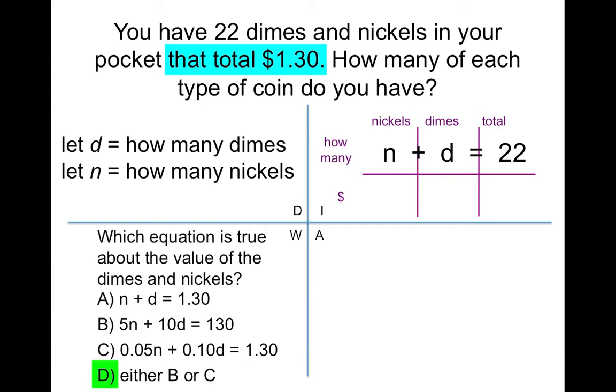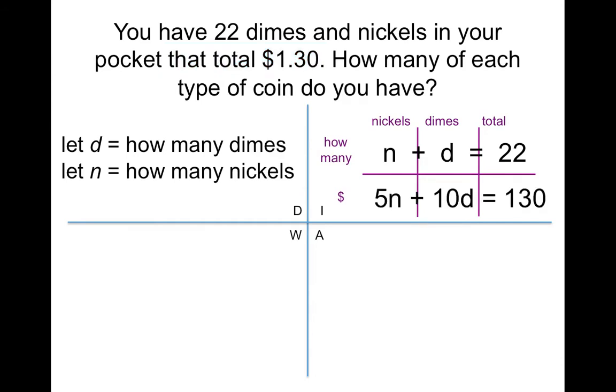It would be just as correct to use either choice B or choice C. Choice B is working in cents. Nickels are worth 5 cents, dimes are worth 10 cents, and altogether we have 130 cents. Choice C is working in dollars. Nickels are worth 5/100ths of a dollar, dimes are worth 1/10 of a dollar, and altogether they add up to $1.30. We're going to use the first option just to avoid all those decimals, but it really doesn't matter. You could have used the other one.